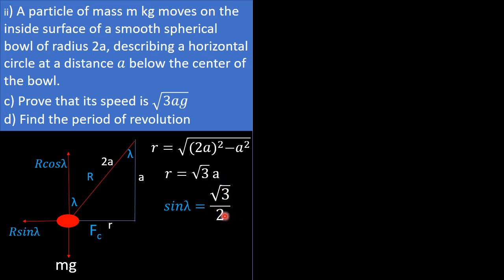Good. Then friends, similarly, if you look at cos lambda, which is the same as 1/2, because cosine is adjacent over hypotenuse. Adjacent in this case is a, hypotenuse is 2a, so the a and the a can cancel. We have 1/2. Great. So friends, now we can go forward to discuss Newton's second law of motion.